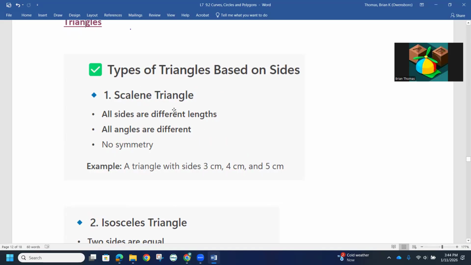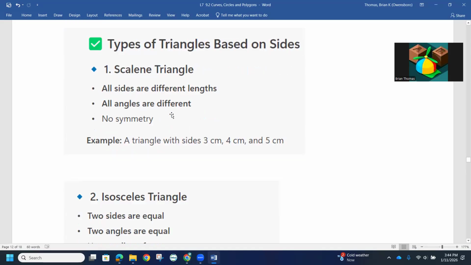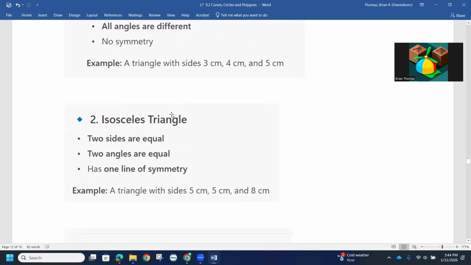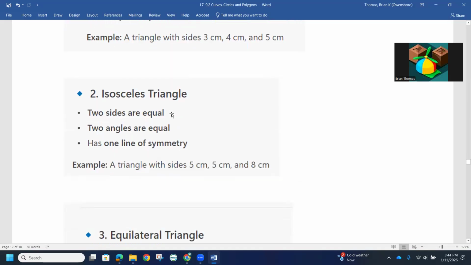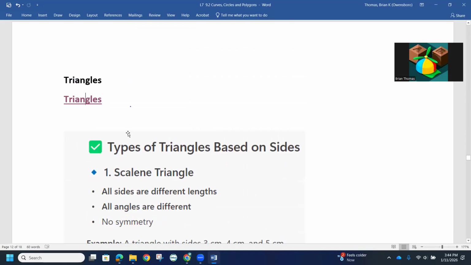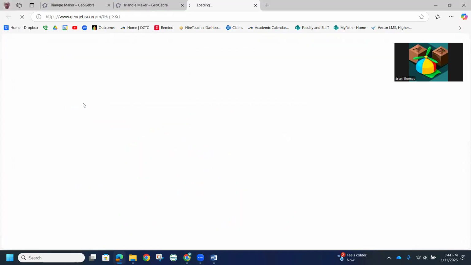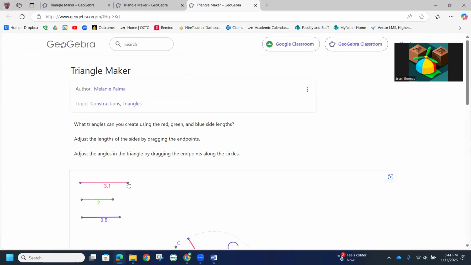So a scalene triangle means all three sides are different lengths, which means all three angles are different. An isosceles triangle, two sides are equal, two angles are equal, and there's one line of symmetry. So they're talking about 5, 5, 8. Well, if I go up to my math tool, I can't do probably 5, 5, 8, but let's say if we do 2, 2, 5 or something.